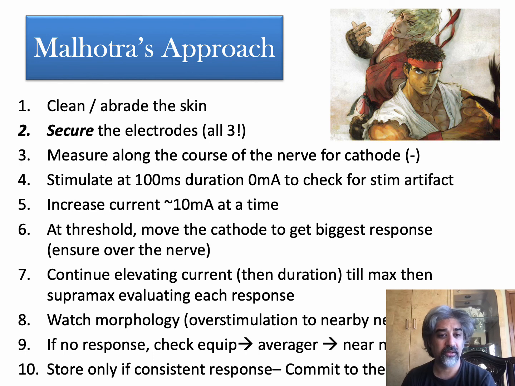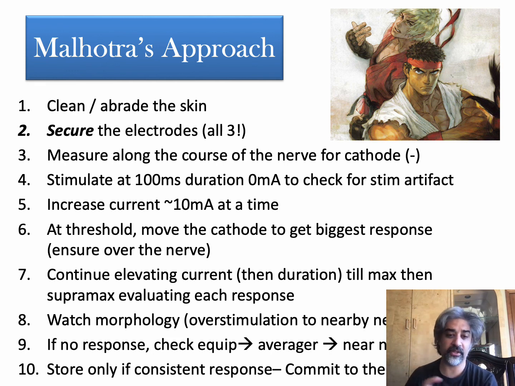So start with 100 microsecond duration, 0 milliamps to check that the machine is on, and then slowly increase the stimulus current 10 milliamps at a time. As soon as you reach threshold, and there's a little nub there, move the cathode laterally or medially to get the biggest response, and that ensures that you're over the nerve. And then after that, you can continue elevating the current 10 milliamps at a time until you've reached max. Then add 20%, that's supramax.